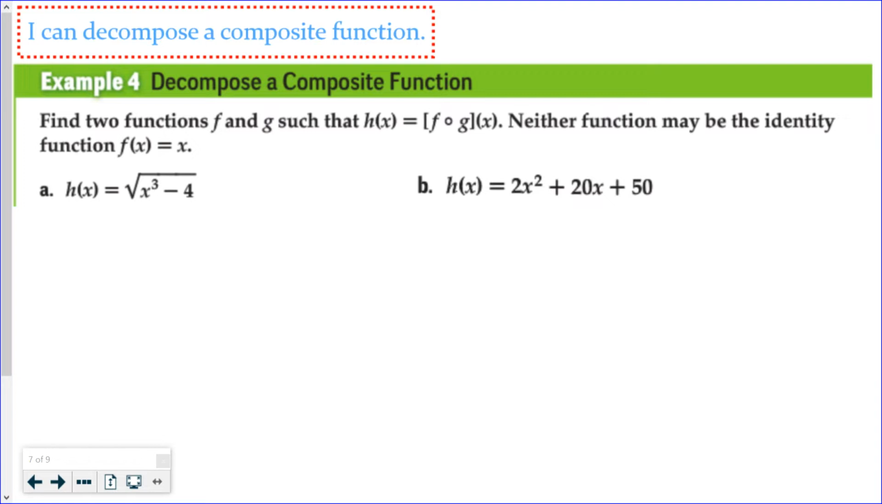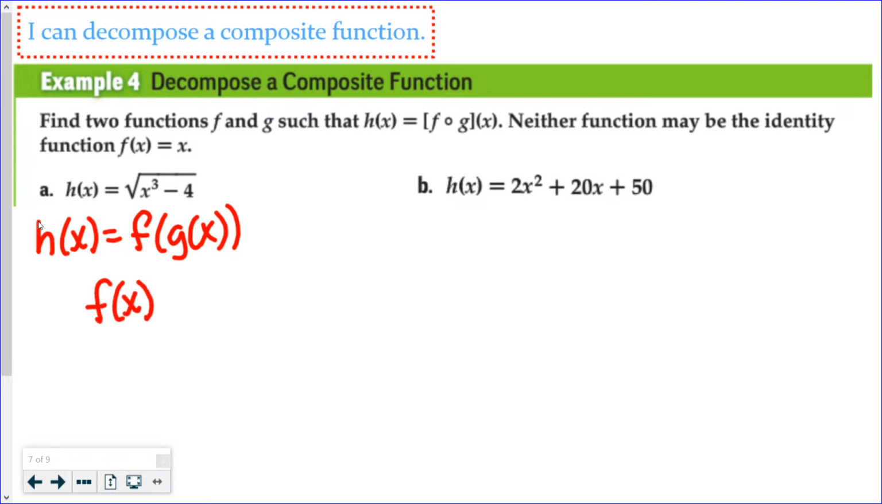So this is example number 4. We need to be able to decompose a function. This is really important in calculus. So we want to start looking at these today. What we're trying to find is we want to rewrite h of x as some composition of two functions. This is going to help us with our differentiation next year. So I need to come up with an f of x and a g of x so that when I plug the g of x into the f of x, I get this guy here.